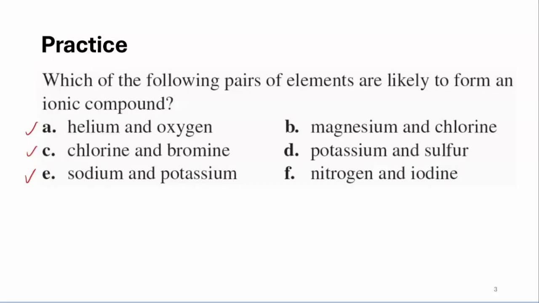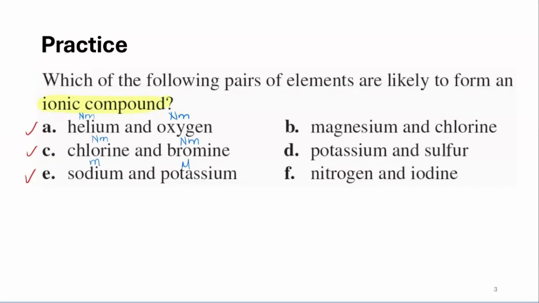First, helium is a nonmetal. Oxygen is a nonmetal. So that means that those two atoms, which I'm going to highlight in yellow, will not form an ionic compound. Next, we have chlorine and bromine. Both of them are non-metal elements, so they also will not form an ionic compound. Lastly, we have sodium and potassium. Sodium is a metal. Potassium is also a metal. So this also will not make an ionic compound.